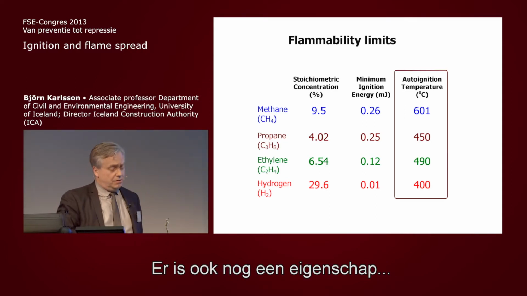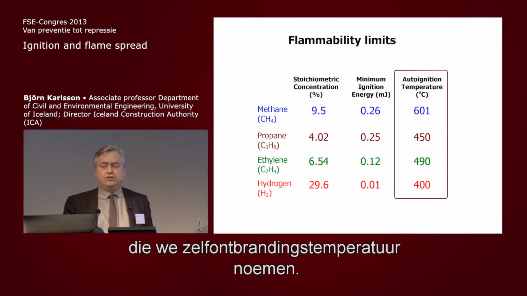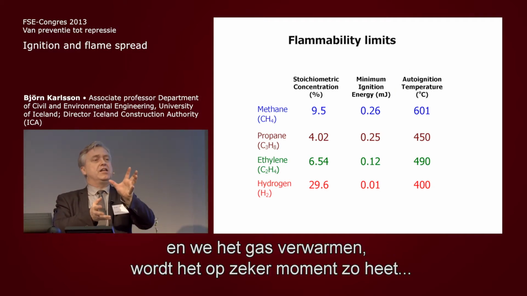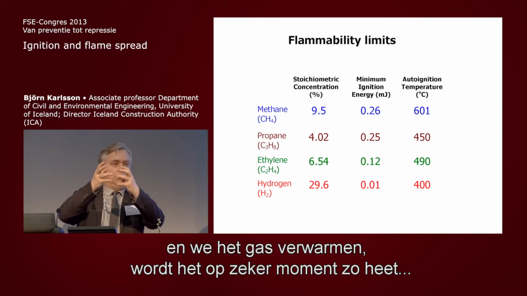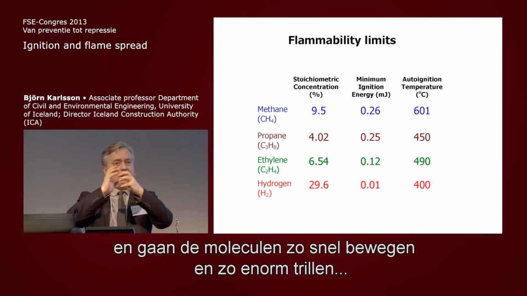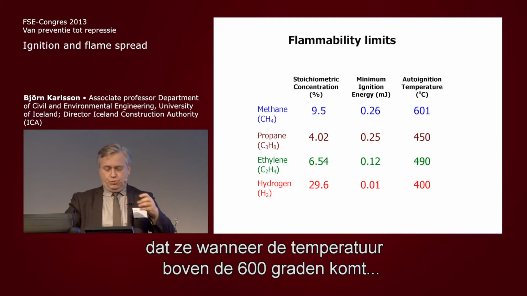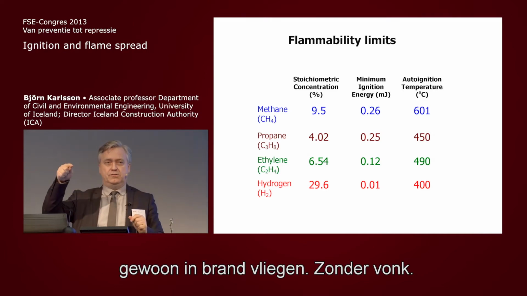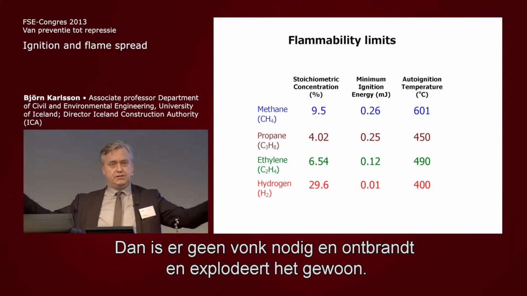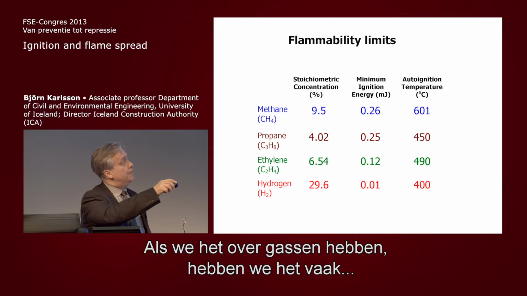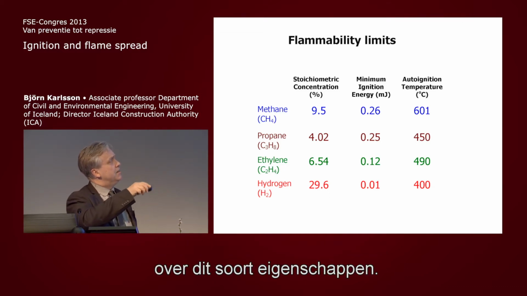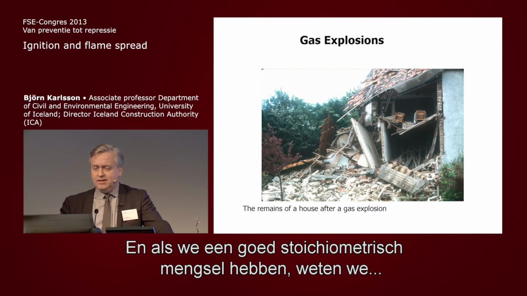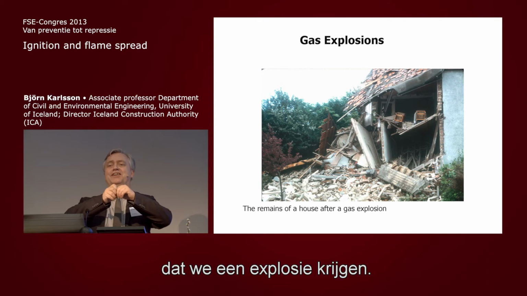Also, there's a material property that we call autoignition temperature. This is the temperature when we have a stoichiometric mixture, and we heat the gas up. At some point, it becomes so hot, and the molecules move so fast and vibrate so much, that once we heat it up over 600 degrees, they just ignite without any spark. We don't need any spark. They just ignite and explode. So when we talk about gases, we often talk about these kinds of characteristics. And we know if we have a good stoichiometric mixture, we will get an explosion.